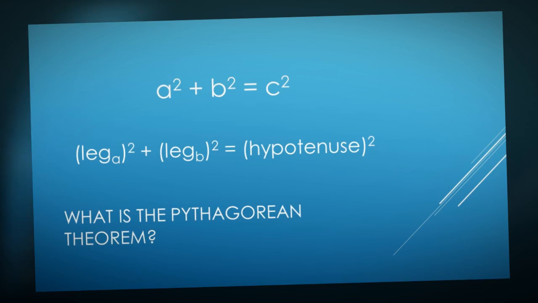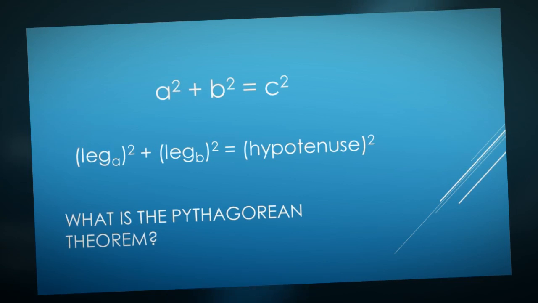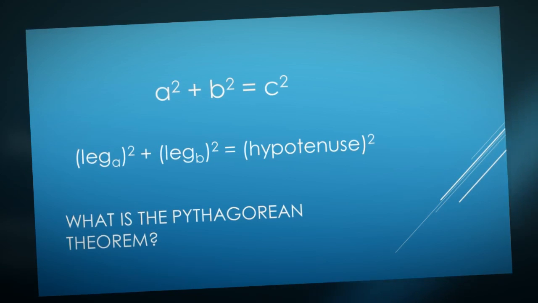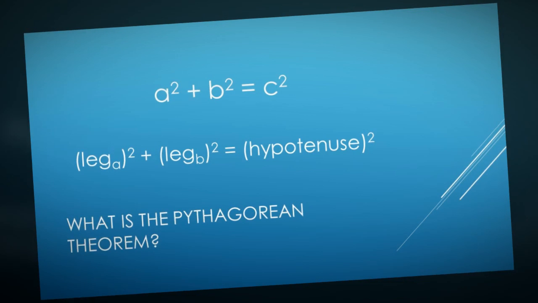So what exactly is the Pythagorean theorem? Well, it says a squared plus b squared equals c squared. Or you can say leg 1 squared plus leg 2 squared equals hypotenuse squared.